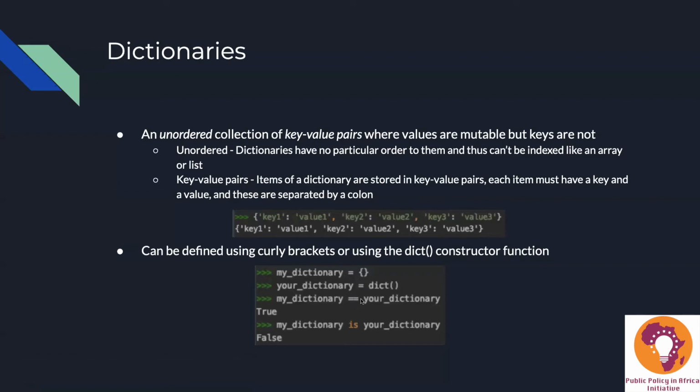But just keep in mind, the identity operator is different from the equality operator here. So we're trying to determine if they're equal. They are equal. They're both empty dictionaries here, but they aren't the same collection of bits in memory, because I instantiated them separately, and I never set my dictionary equal to your dictionary or your dictionary equal to my dictionary, so they aren't the same. They don't have the same identity.